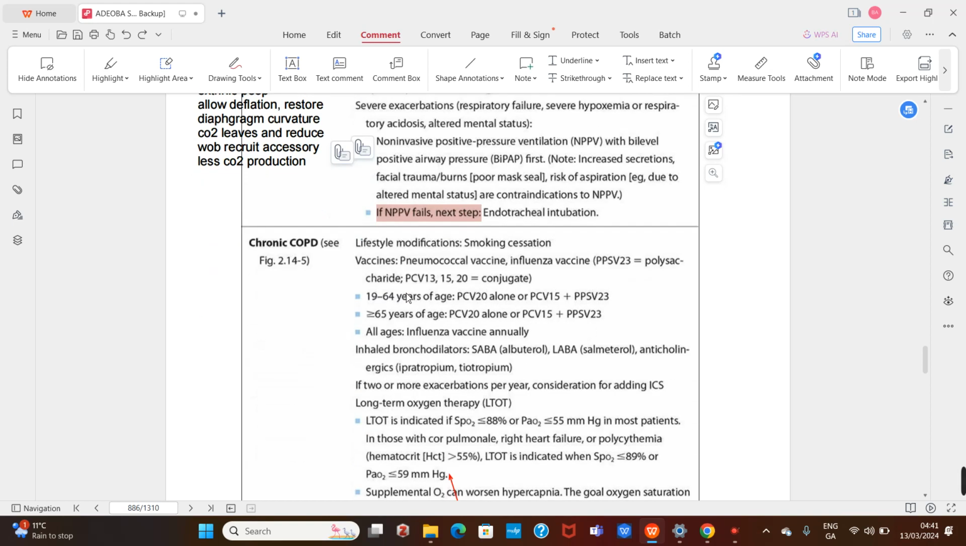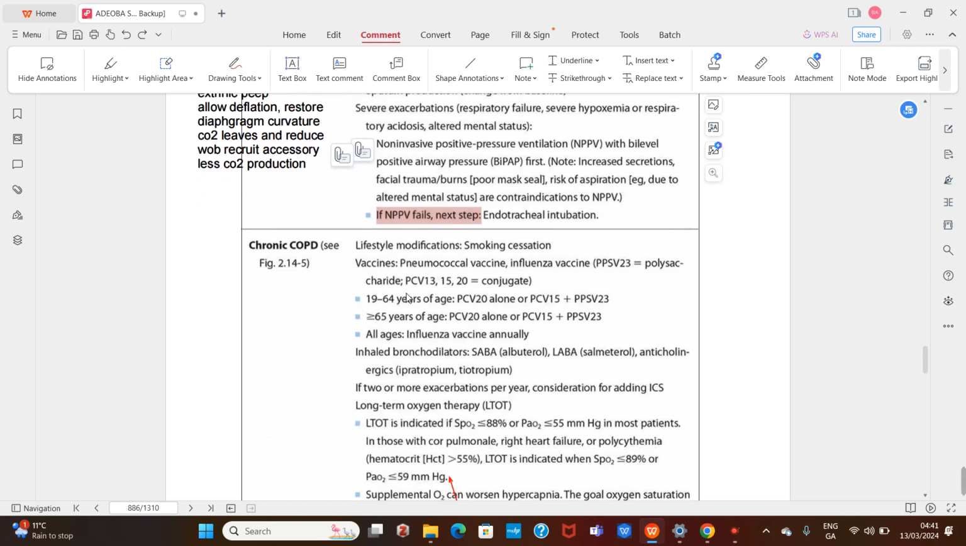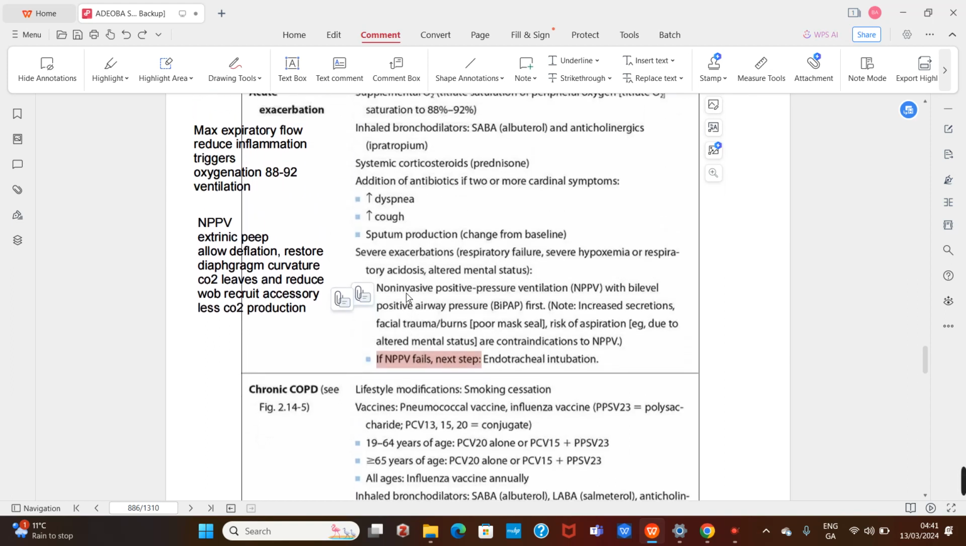So let's go to the chronic COPD. Someone that is stable, the person does not have any exacerbation like this. What do you want to do to prevent the person having exacerbation?